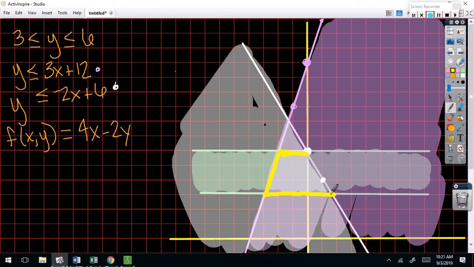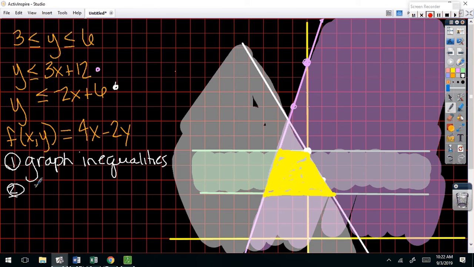Before, I was in the process of giving you steps, and I said your first step was to graph the system of inequalities, right? Your second step is going to be to find the vertices of the feasible region. I'm going to put FR. If you want to write feasible region in your notes, because you might not remember that FR is feasible region, go right ahead.